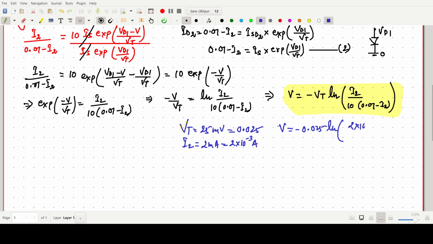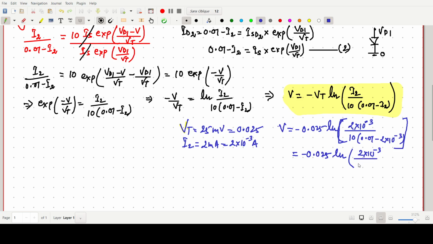This should be 2 into 10 to the power minus 3. This is minus 3 by 10, 0.01 minus 2 into 10 to the power minus 3. Okay, clear? Simply, because we have all the values like Vt and the I2 value. So if we solve this one, this should be our 2 into 10 to the power minus 3.